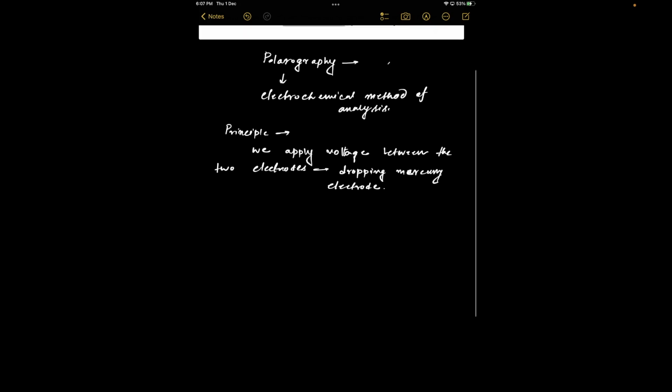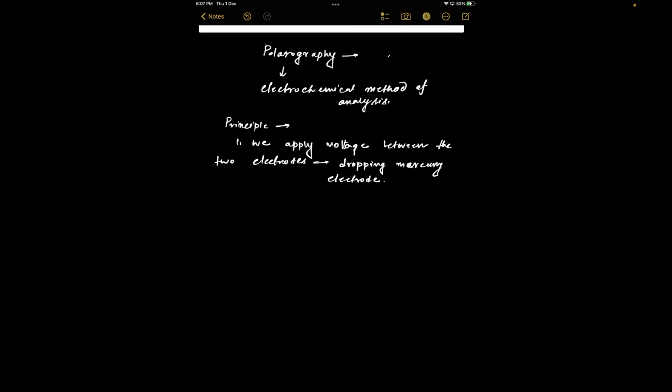Why is current flowing? Because when we apply voltage between the electrodes, the electrochemical reaction or electrolysis will happen, and because of the electrolysis the ions will be generated, and the ions will go back and forth between the electrodes, and the oxidation and the reduction reaction will happen, and that's why the current will flow between the electrodes. So we apply voltage and we measure the current flow between the electrodes. So first we apply voltage, then we measure the current flow.